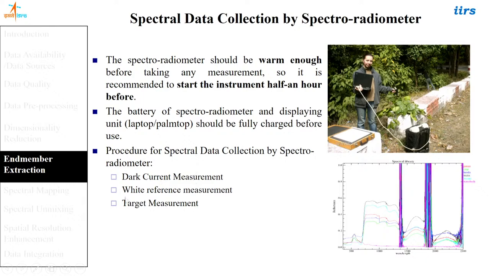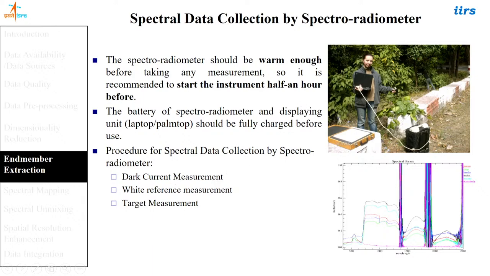So what is the process for collecting that? Dark current measurement, white reference measurement, and target measurement. Dark current measurement means what? Normally, whenever any electronic device is there, even when you are not using it, some electric current is flowing inside it. That will be added to the signal, so that needs to be discarded first. That's why first you have to go for dark current measurement.